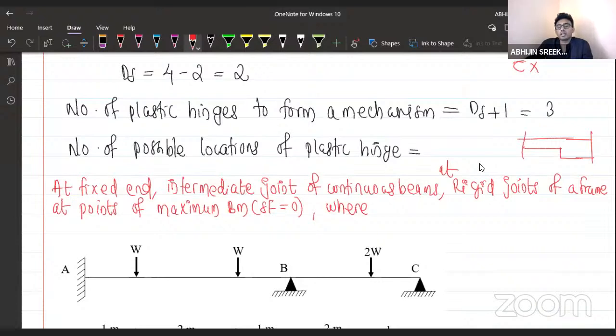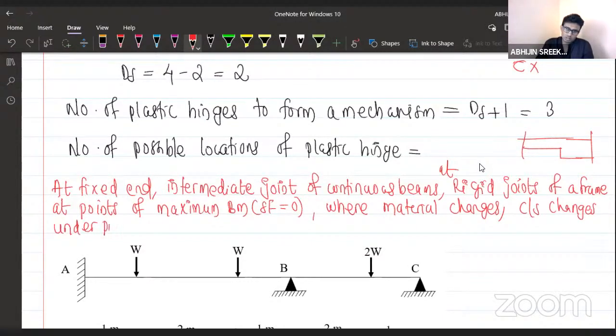So where material changes, or cross section changes, or under point loads, these are the possible locations of the plastic hinges. These are the locations of the plastic hinges. At all these points, there's a possibility of plastic hinge formation.